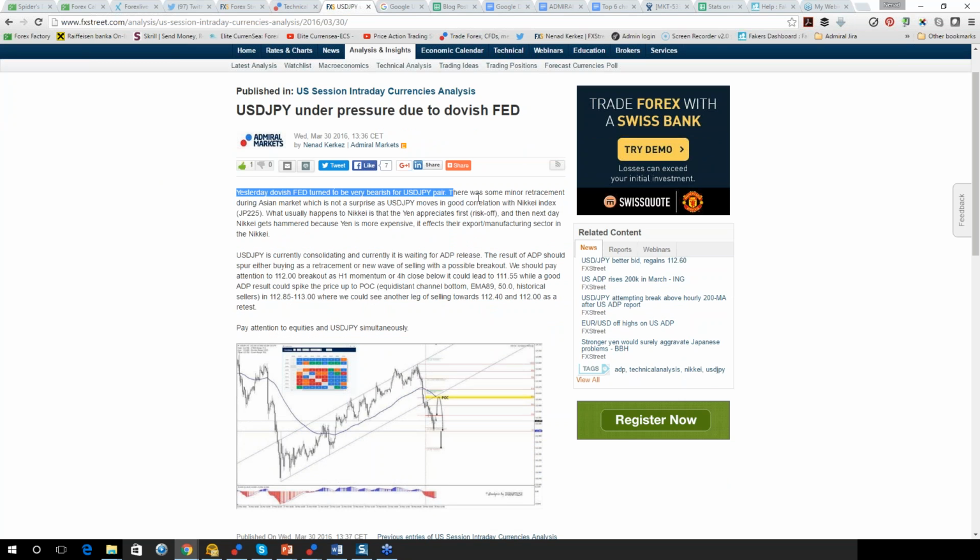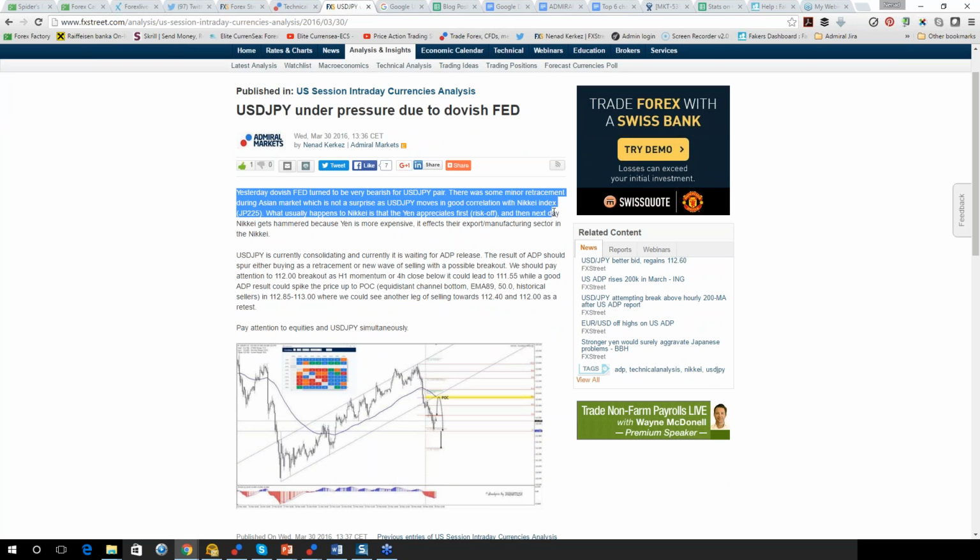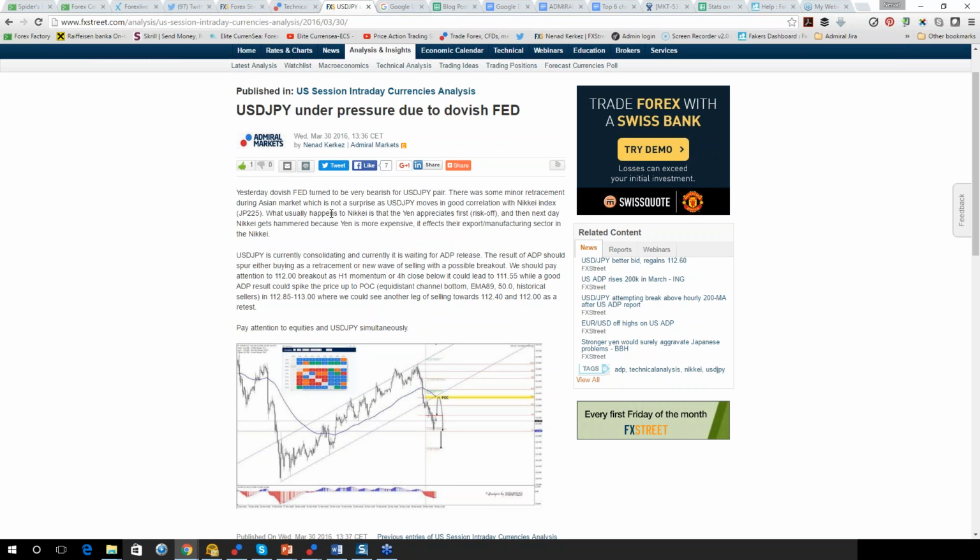So there was some minor retracement during the Asian market, which is not a surprise, as dollar yen moves in good correlation with the Nikkei index or Japanese 225. What usually happens to the Nikkei is that the yen appreciates first, risk off, and then the next day the Nikkei gets hammered because the yen is more expensive. It affects their export manufacturing sector in the Nikkei. This is the correlation between the Nikkei and dollar yen. You can find it by using the correlation table from Admiral Markets. So dollar yen moves in correlation to the Nikkei. And the analysis was clear.